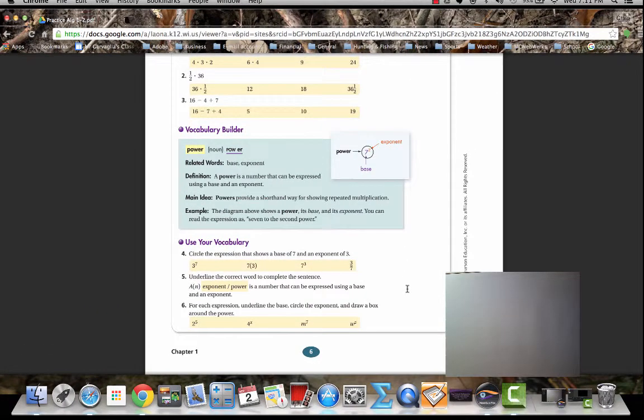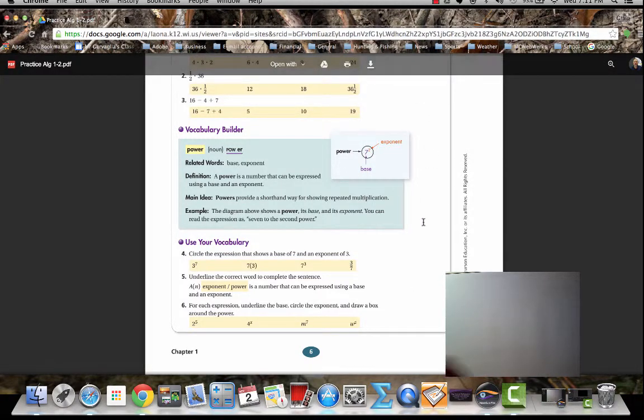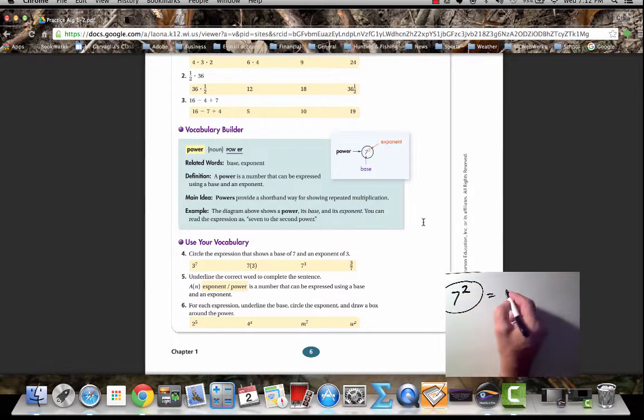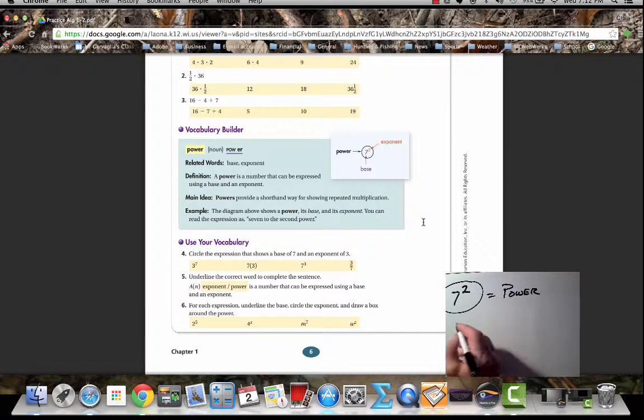Let's take some time to learn vocabulary. If you take a look in the vocabulary builder, you're going to see the word power. Now if you look in the little example in the box over here, we're looking at 7 raised to the power of 2. This whole thing here is called the power. Now within this power we have some other vocabulary words. First, 7 is known as the base, while 2 is known as the exponent.